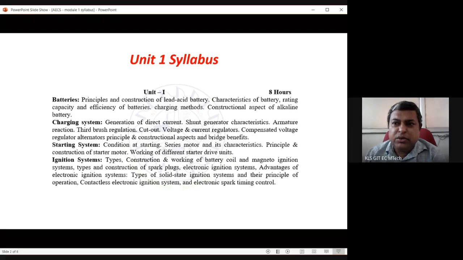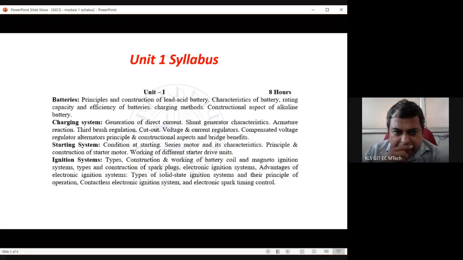Another is SOC. How do you measure the state of charge for any battery, or what is the sensor used for finding state of charge? This is another thing you have to check. So this is the second point. The sub points are shunt generator, and then maybe alternator, then voltage and current regulator. And the last topic is compensated voltage regulator, alternators, principle and constructional aspects of bridge rectifier. So there may be some bridge rectifier or something. Let us see. So that is the second topic, charging system.